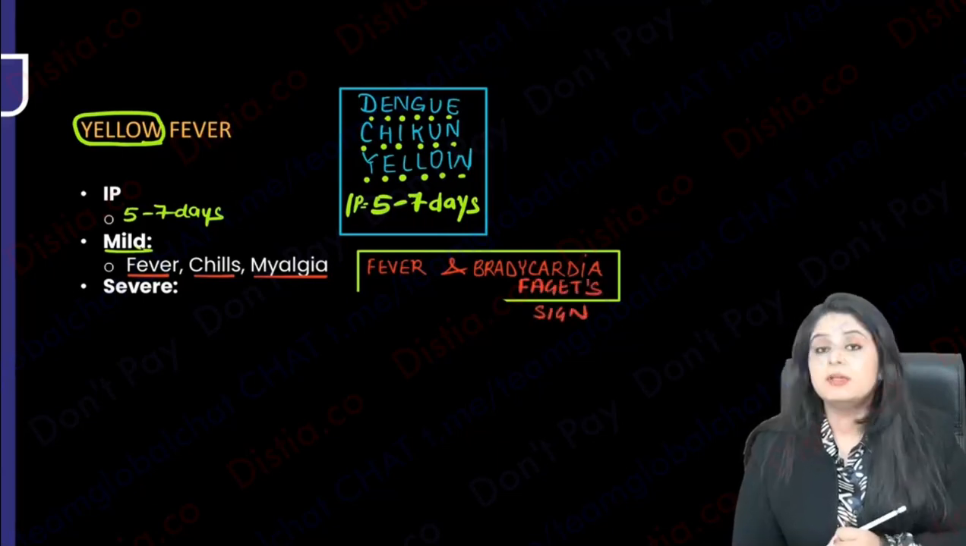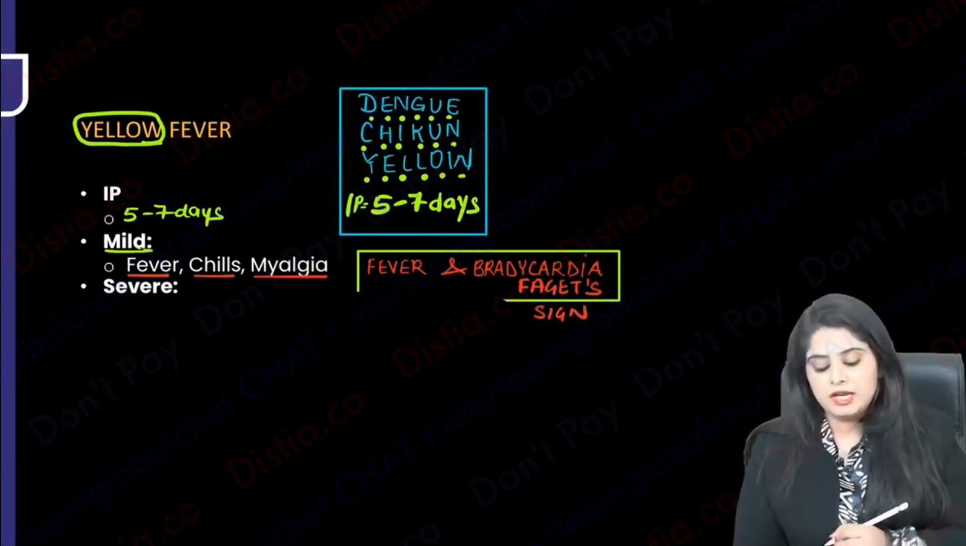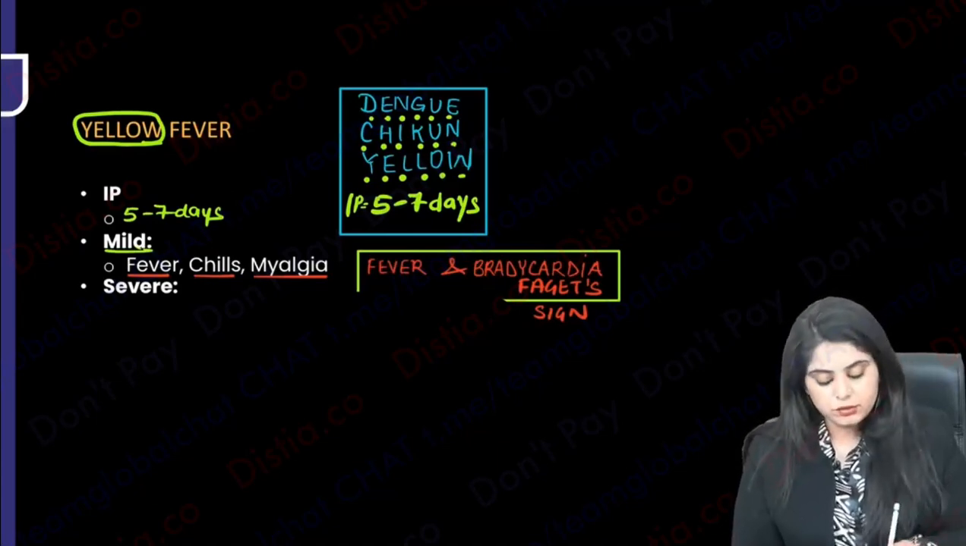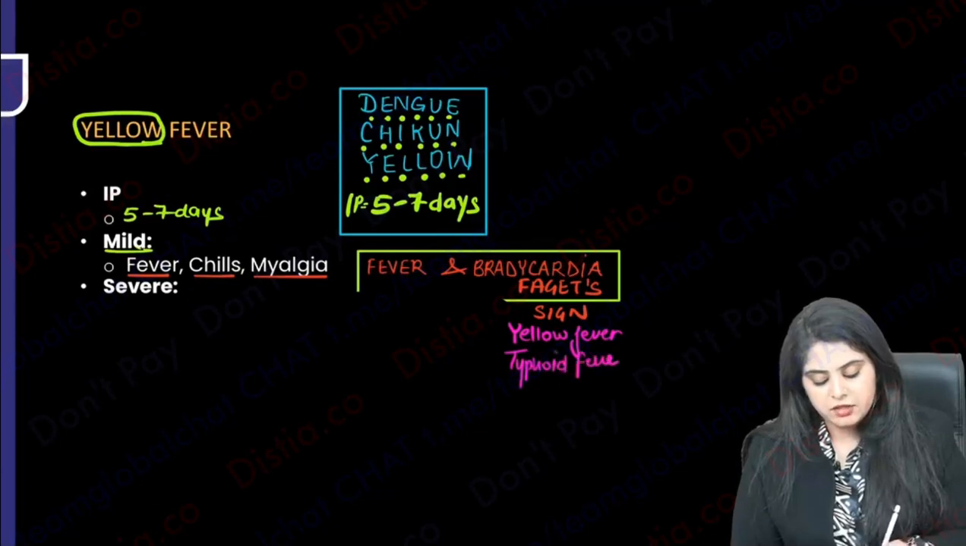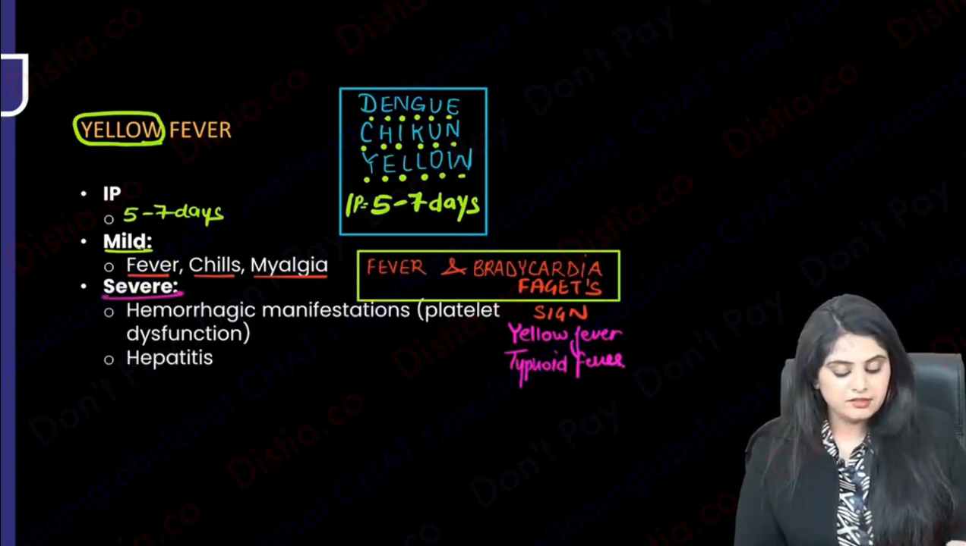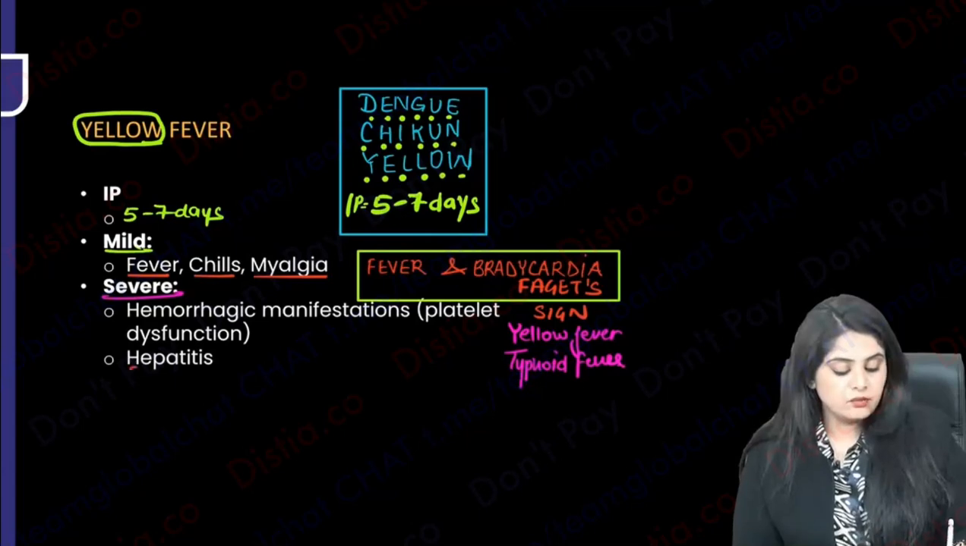And I hope you remember this is something which we saw in Salmonella also. This was also seen other than in yellow fever, in typhoid fever, enteric fever, right? Over there also fever with bradycardia is noted. Then where is the yellowness coming? The yellowness is coming in the severe form. Please note there is involvement of the liver.